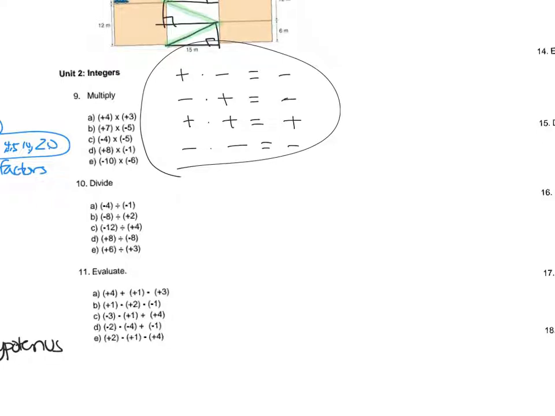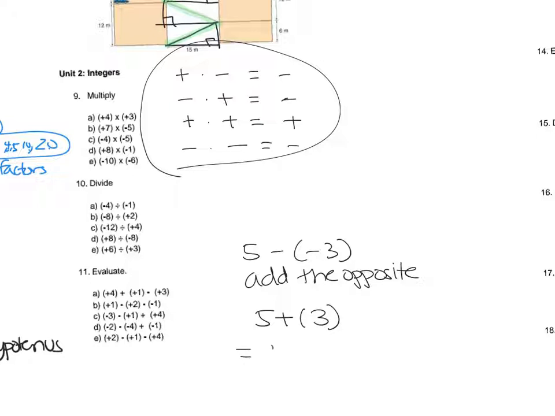When you're adding and subtracting, again, this is a review from grade 7, but you will definitely need it for grade 9, okay? So let's say we're subtracting integers, and we have negative 5 minus negative 3. We're going to add the opposite. So that makes it negative 5 plus the opposite of negative 3, which is just positive 3. So that makes positive 8.